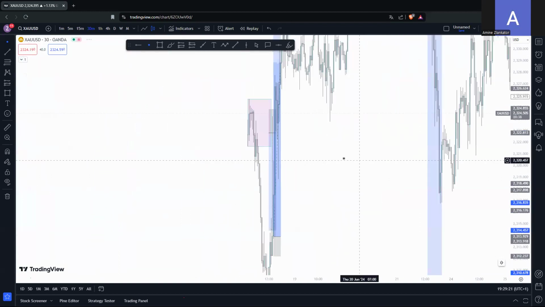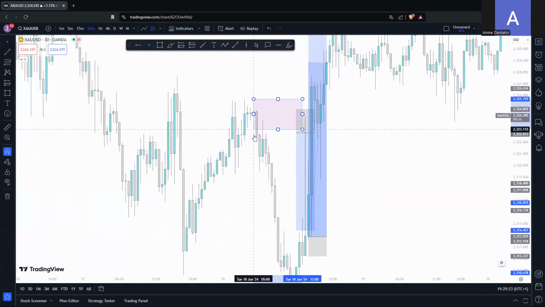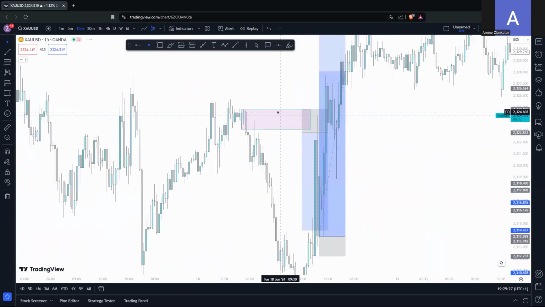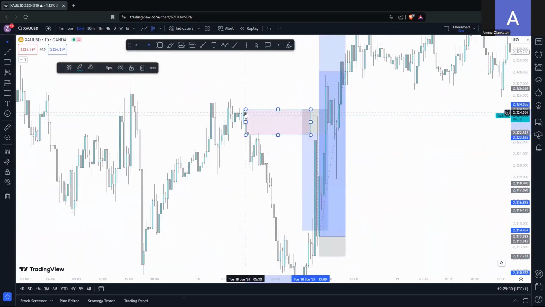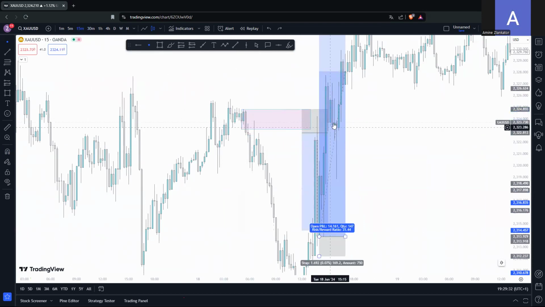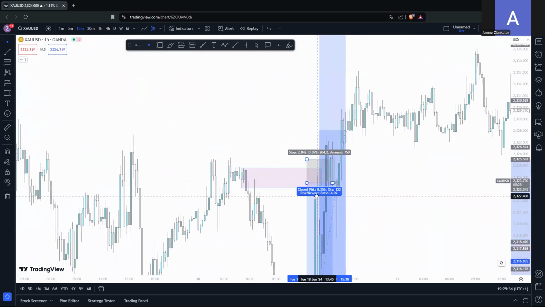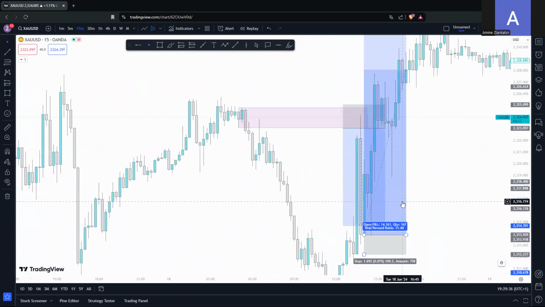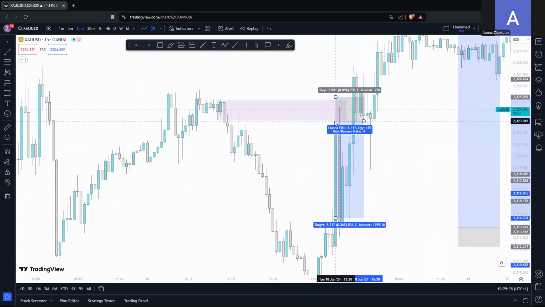So you refine that down to the M30. You go there. Okay, M15. Okay, the M30 zone is smaller, so I'm just gonna keep that. So that's where price went down. If you can see, let's just put this here.